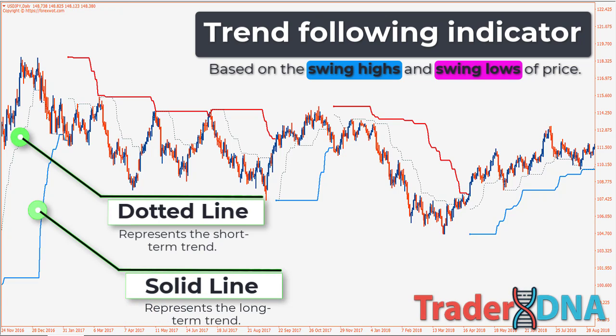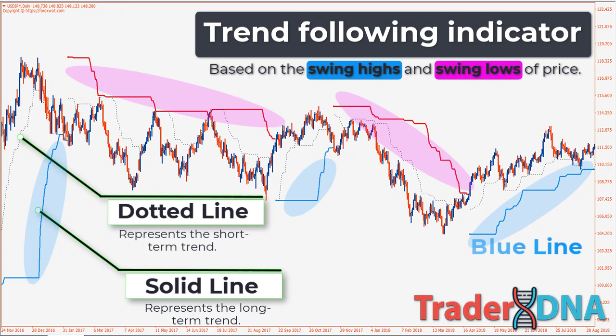The lines shift around price action to indicate the direction of the trend. The lines are below price action whenever the trend is bullish and above price action whenever the trend is bearish. The solid line also changes color to indicate trend direction. It plots a blue line to indicate a bullish trend and a red line to indicate a bearish trend.